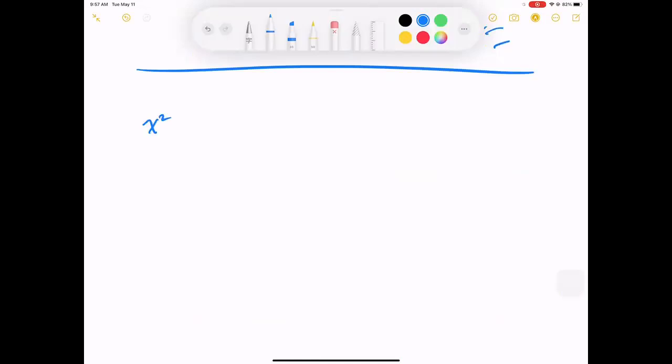X squared minus x minus 6. Okay. That's our graph. And then we're going to create a table for it and then graph it. X and y. We're going to use some numbers. Let's use 0. And we're going to say 1, 2, and -1, -2. Okay. And let's see if this was anywhere near the middle of the graph.